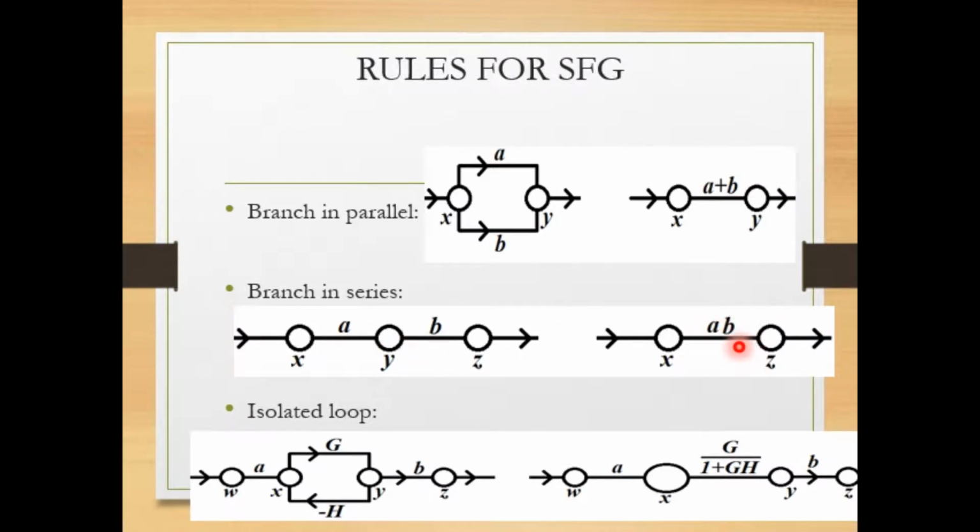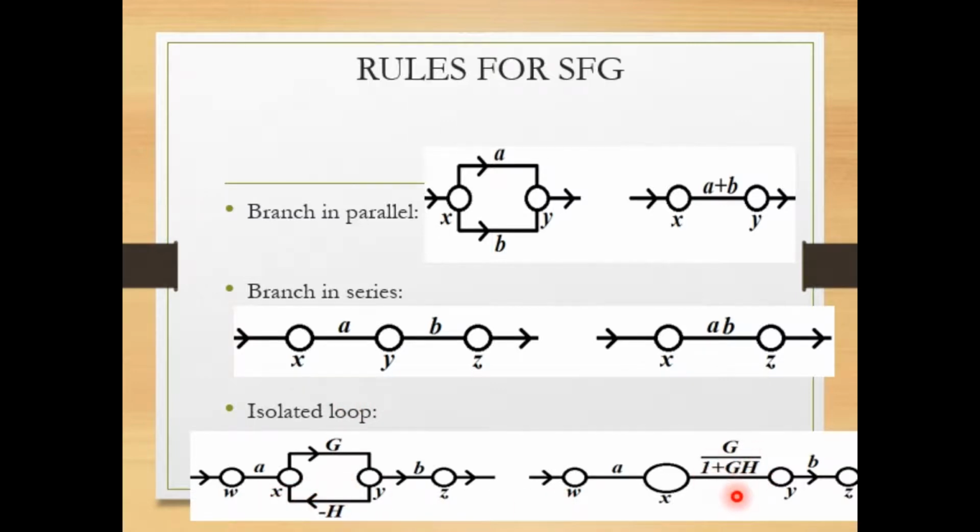We can consider the product of the individual gains. Next we have an isolated loop: there is a branch, and we have one more branch which is a feedback having a gain minus h. So it becomes g by 1 plus gh. The gain of the individual branch which replaces these is g by 1 plus gh. If you observe this, both the branches are in the same direction, whereas here it is the feedback path. That is why we have g by 1 plus gh.